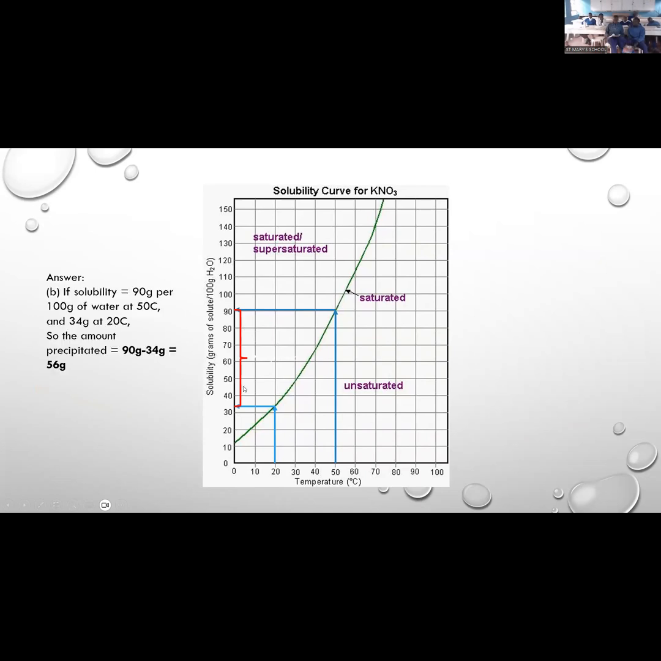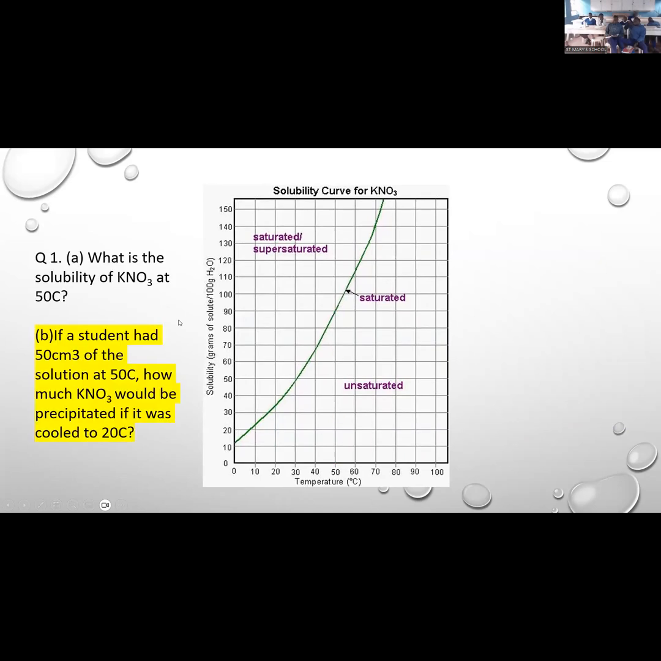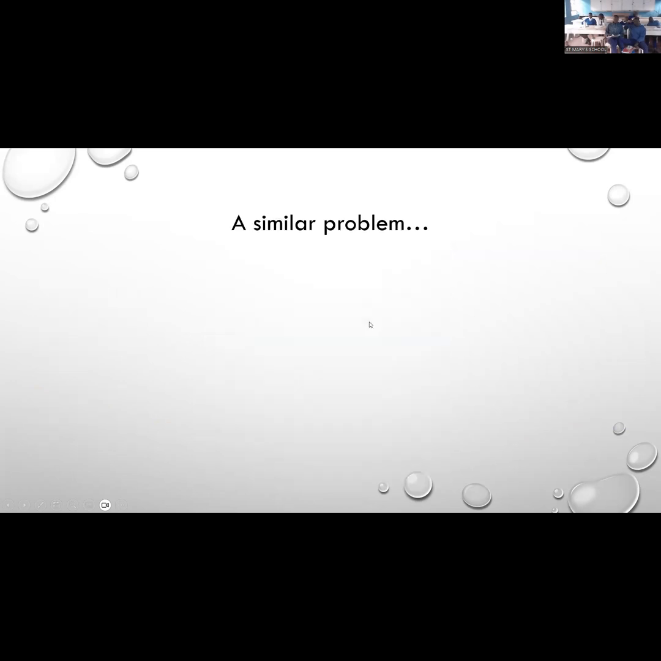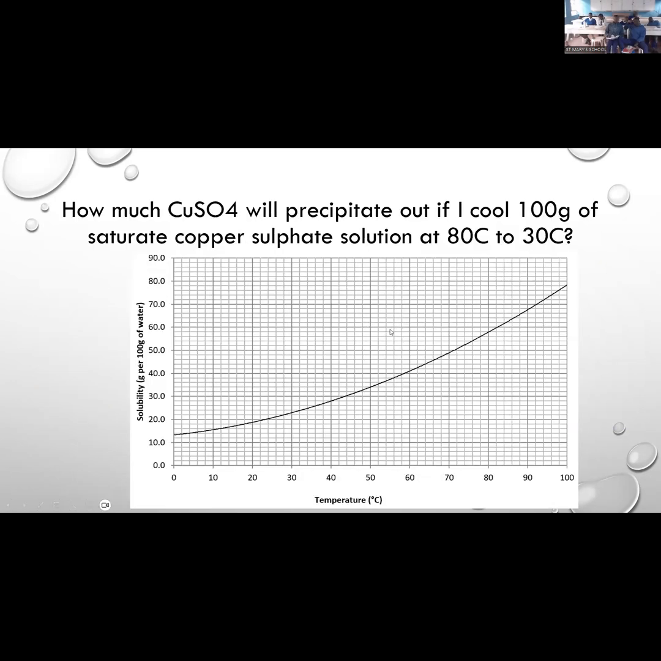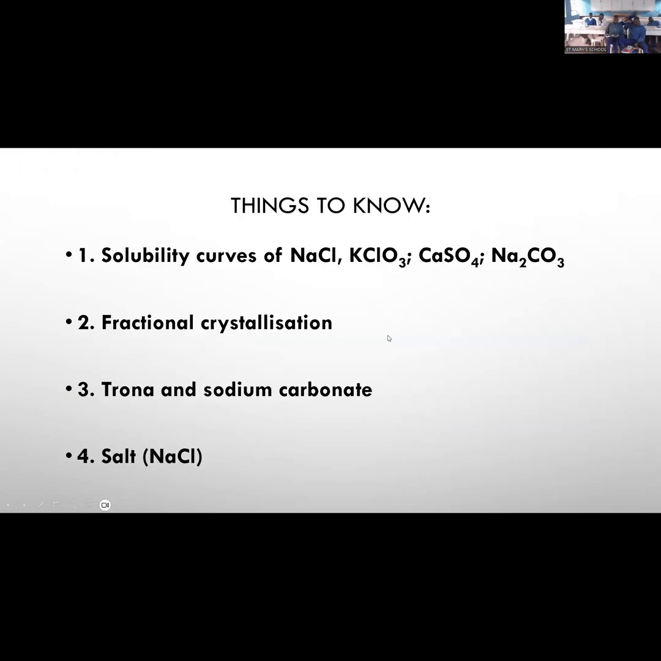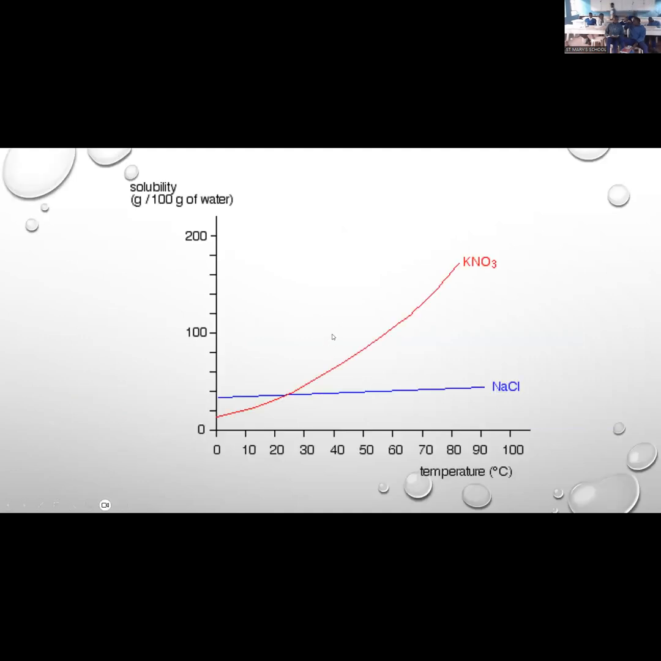But we had a trick question because in the question it said not 100 grams of water, but 50 grams. Here's the question again. There it is, 50 cubic centimeters of water, not 100. And therefore, instead of it being 56, it's 28. Be careful of that sort of thing. You had an example, which you did very well indeed. Then here are the solubility curves. We talked a little bit about fractional crystallization.